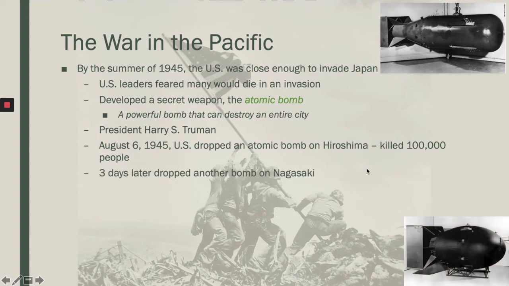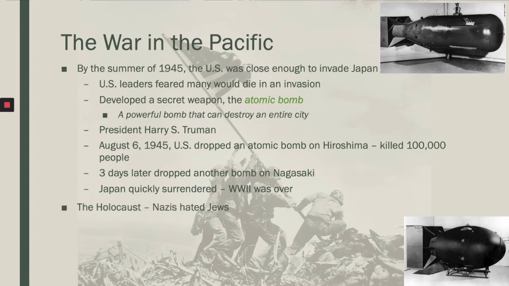Second one, 3 days later, Japan still did not surrender, even after 100,000 men, women, children, soldiers were killed. So America decides to drop a second one, Fat Man, on Nagasaki. Japan quickly surrenders, and World War II is then over at that point.